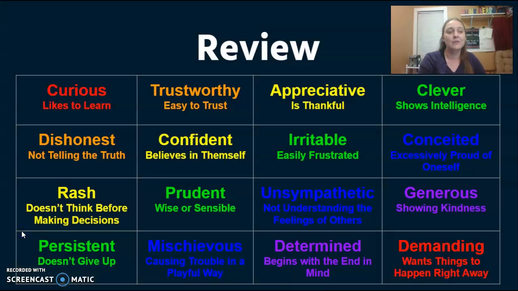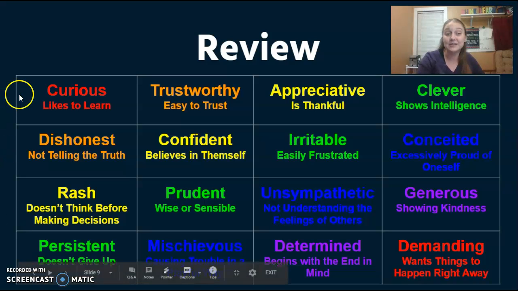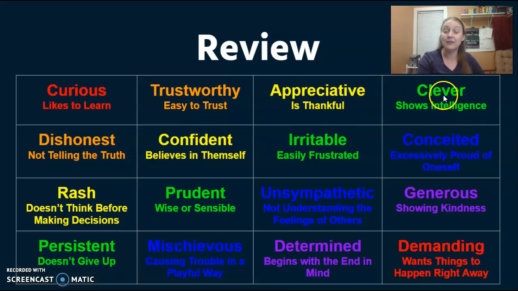First, we're going to review our traits once again, because these are the words that your teachers are expecting you to use when you're doing your reading reflection. So we have curious, meaning they like to learn. Trustworthy, they are easy to trust. Appreciative, they are thankful. Clever, they show intelligence. Dishonest means they're not telling the truth. Confident, they believe in themselves.